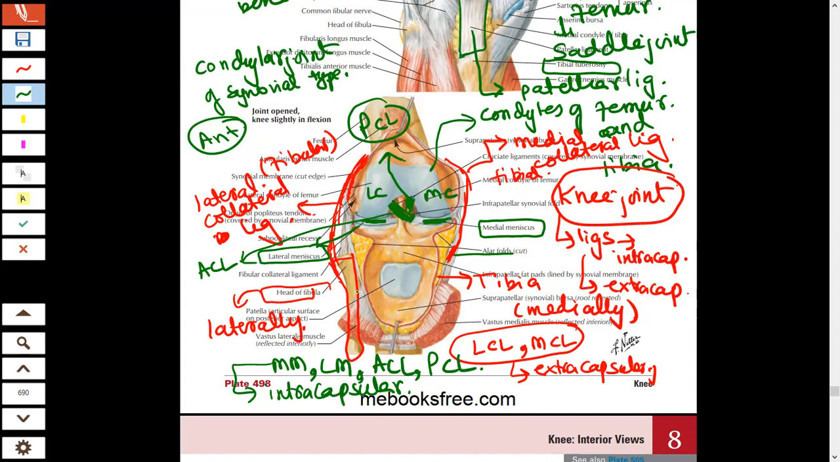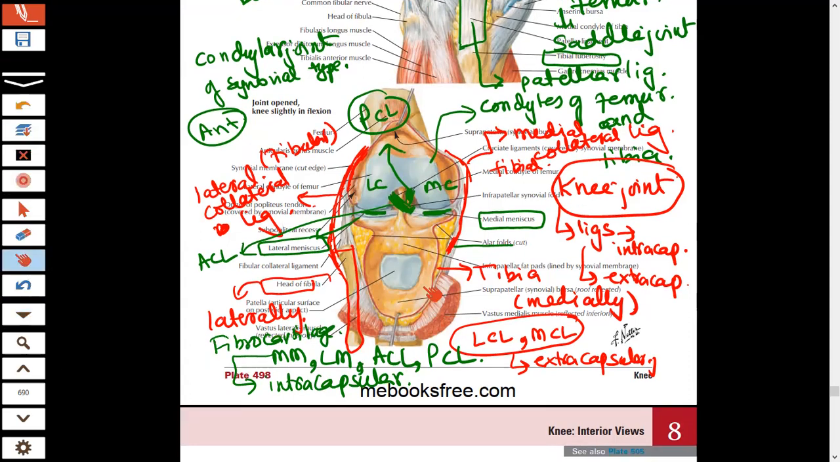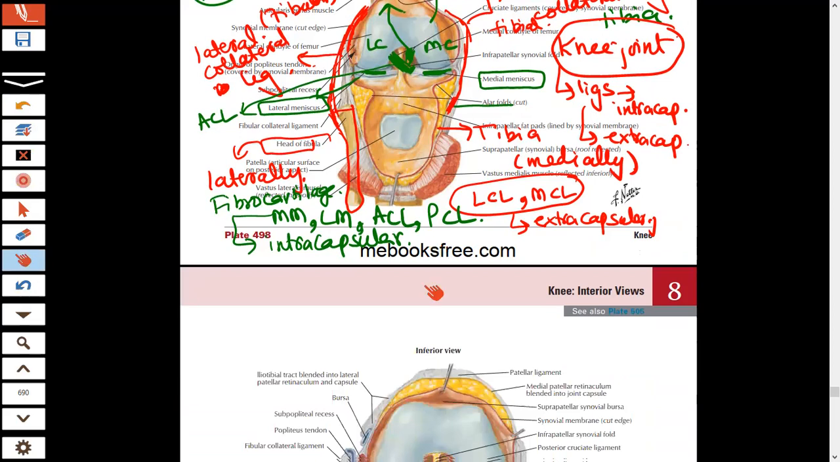Okay. Medial meniscus, lateral meniscus. Please remember they are fibrocartilage. Okay. So now we have to see another picture of the knee joint. Now see this picture now.